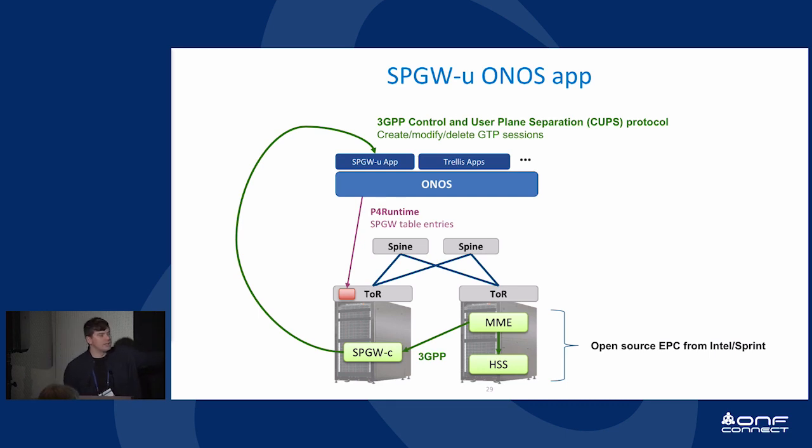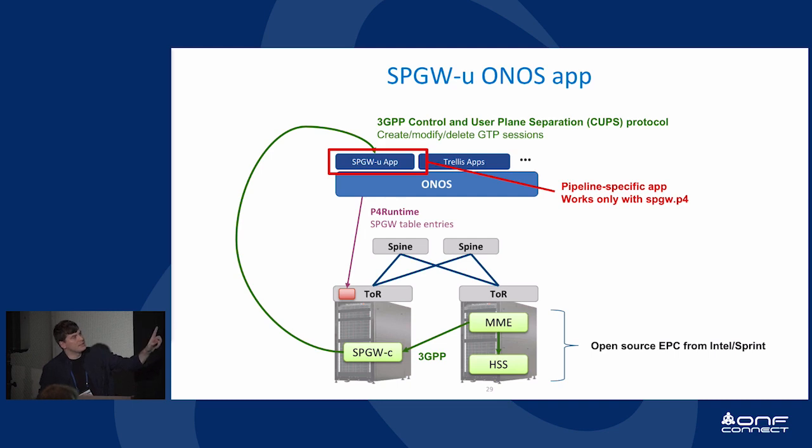In this case, we had the serving and packet gateway control plane that was provided by Intel and Sprint. This is part of their open source EPC, talking directly to this ONOS application while thinking it was talking with the original serving and packet gateway user plane VNF. In this case, the ONOS application is translating those requests into entries for the SP gateway tables of Fabric.P4. But it's important to note that this is a pipeline-specific application. Different from Trellis, which is a pipeline-agnostic application because it uses flow objectives, this application can work only with this P4 implementation.